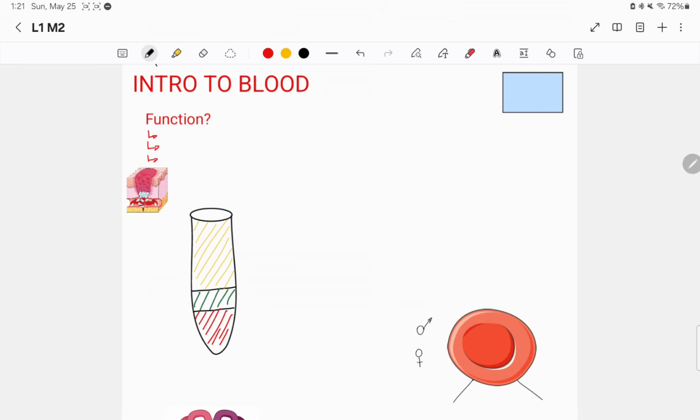In today's video, we are going to talk about an introduction to the blood. So what are the functions of your blood? What are the components of your blood? And how does your blood carry oxygen and so much more? We'll dig into an introduction into all of these.